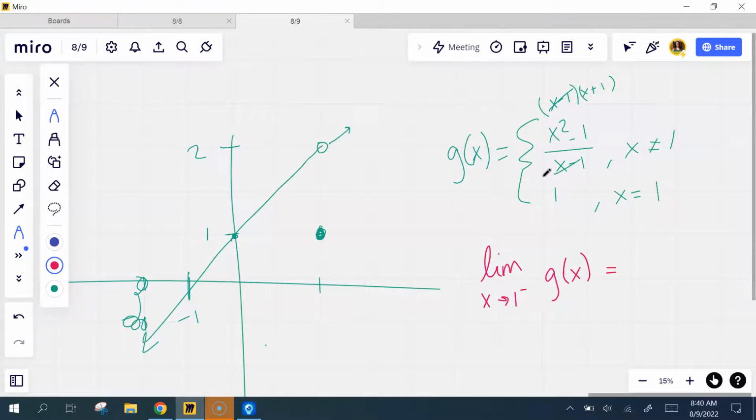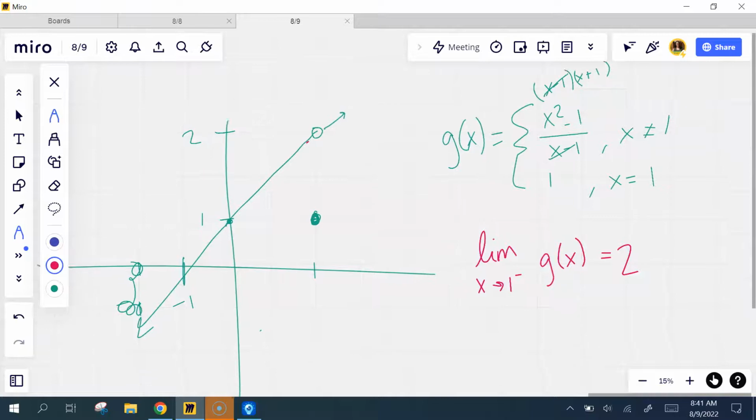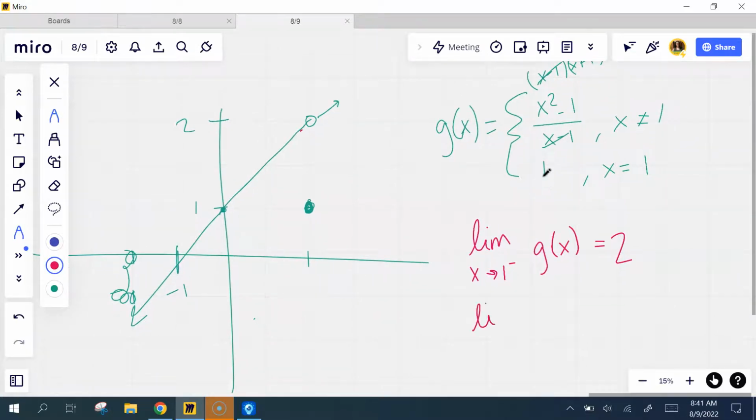Two. Are we all in agreement? As I come in from the left and I get closer and closer to 1, my y value gets closer and closer to 2. You okay there? What is my limit as x approaches 1 from the right? It's still 2, right? If I come in from the right, I'm still getting closer and closer to the same y value, right?